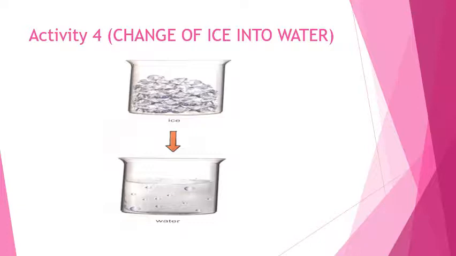Now keep the water in the ice tray. Keep the ice tray in the freezer for 1 hour. Then observe what happens. You will now observe that the same water changes back into ice cubes. These are the examples of reversible changes.